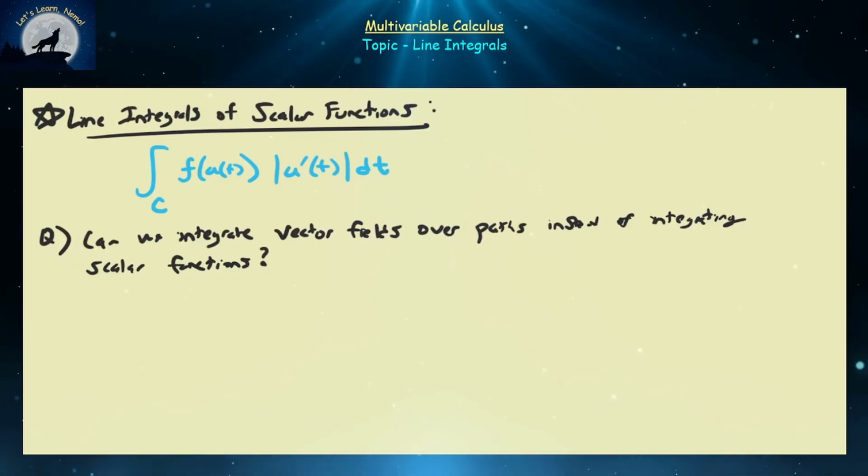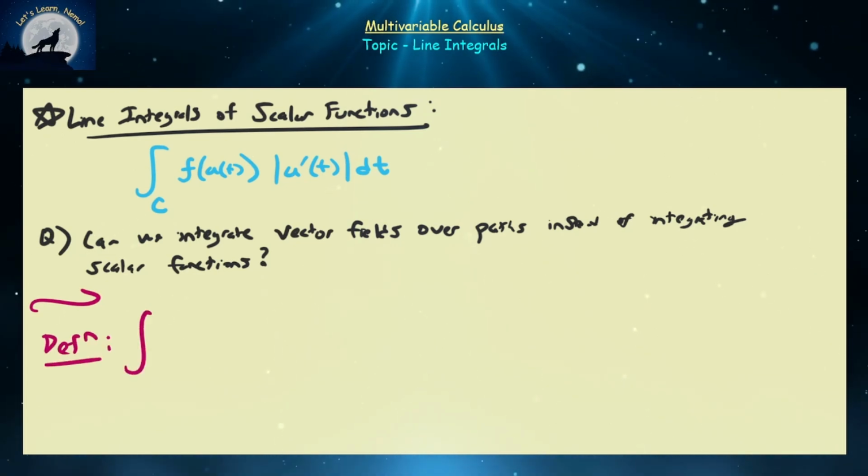The last thing I want to mention goes into the following question. We already know how to integrate functions over paths. In particular, these functions are scalar functions. You plug in some x, y numbers, you get a scalar, a number, back again. But can we integrate vector fields over paths also, instead of integrating scalar functions? The answer is yes. So let's go ahead and define how we integrate vector fields.